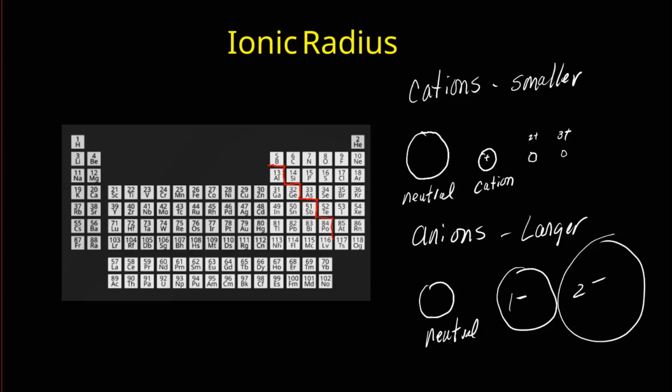So across a period, cation radius decreases. So cations get smaller as I go this direction, because the more positive they become. Anions become larger. So here, the anions become larger. If I go downward, again, they will increase in size.